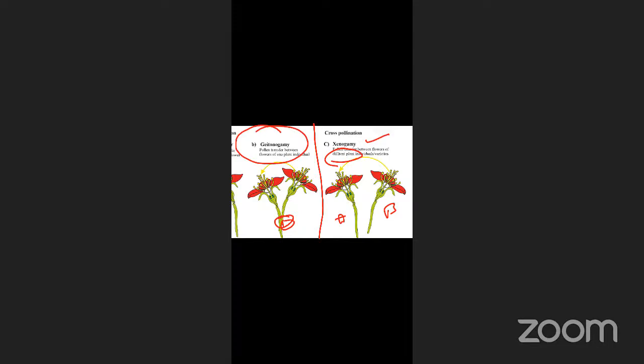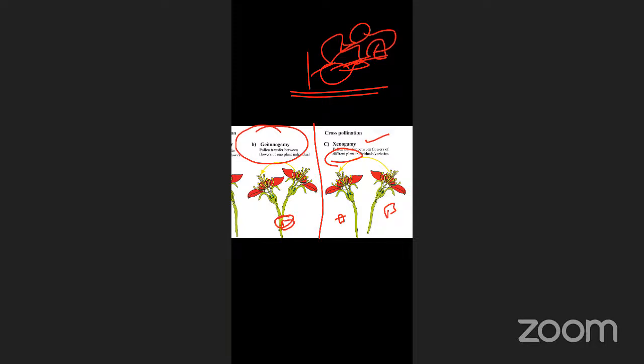After geitonogamy, the self-pollination prevention methods are given. Even in bisexual flowers, what happens? In a bisexual flower, this is the anther and this is the gynoecium. What is self-pollination? In self-pollination, the anther reaches the same flower. So this is prevented due to some reasons. What are those reasons they have given? See in the book. I will explain clearly.